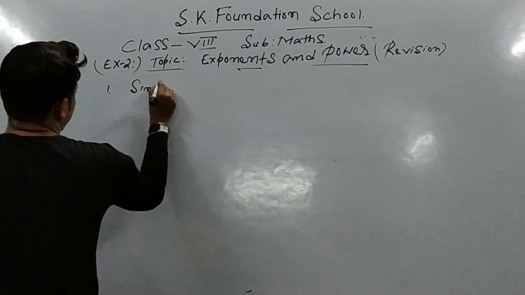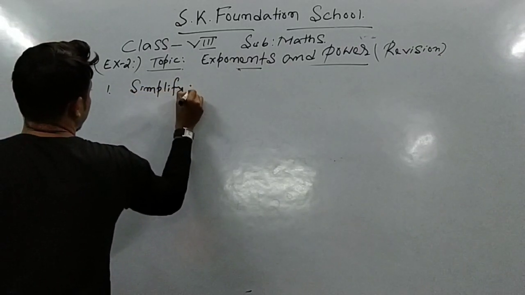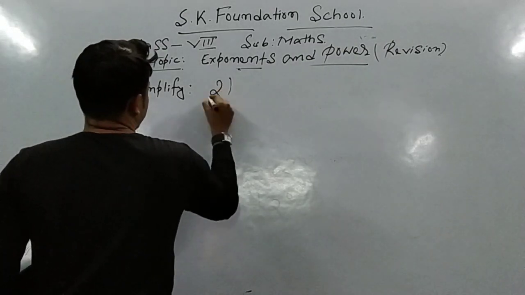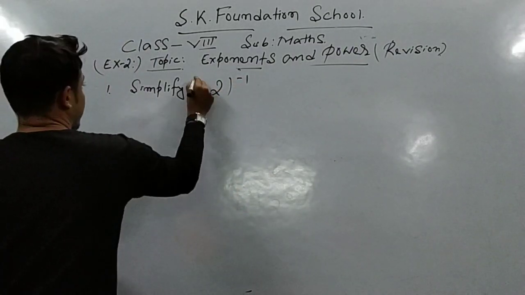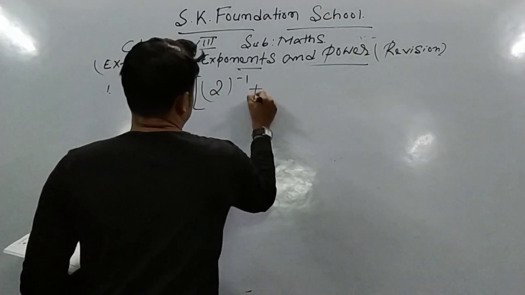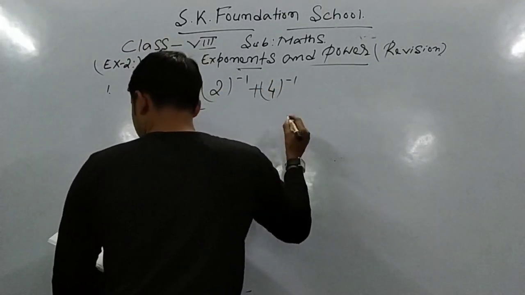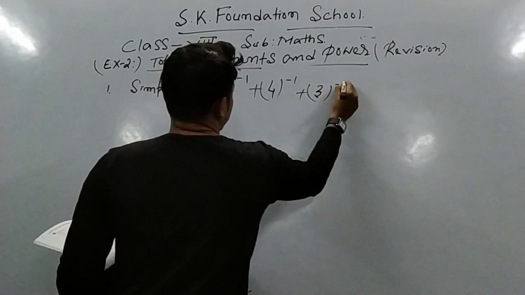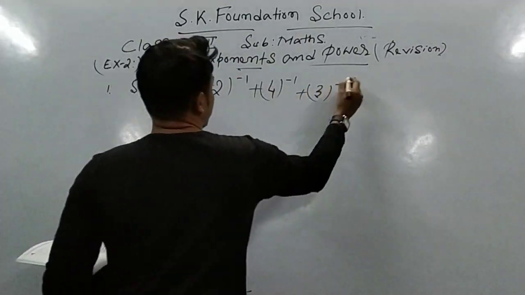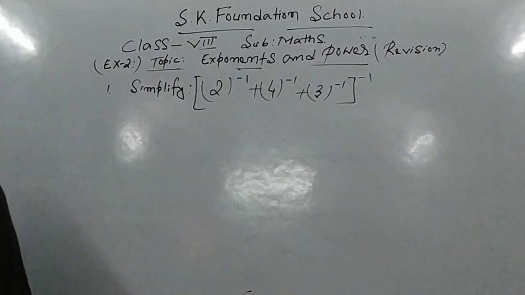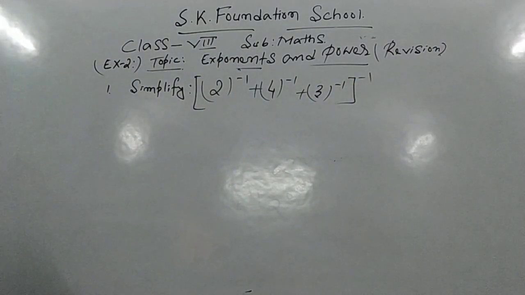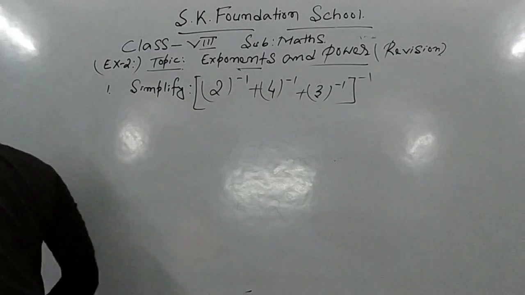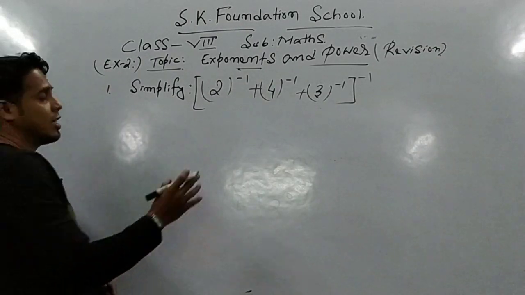Simplify: 2 to the power minus 1 plus 4 to the power minus 1 plus 3 to the power minus 1, and whole to the power minus 1. Okay, this is the question. So we are going to solve this expression.